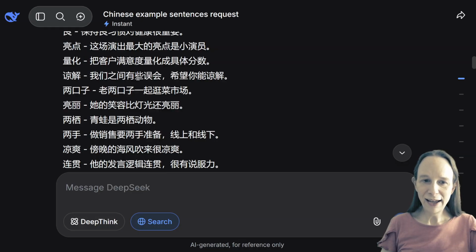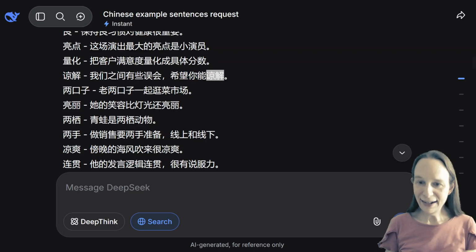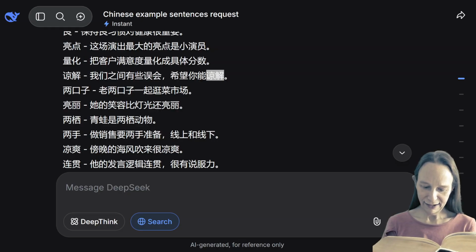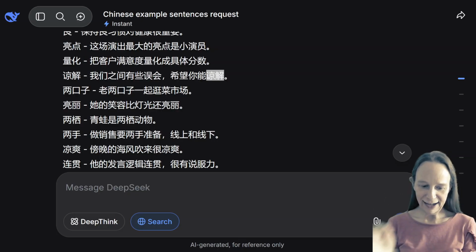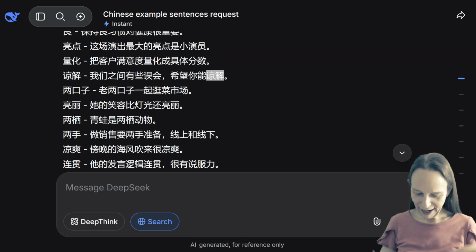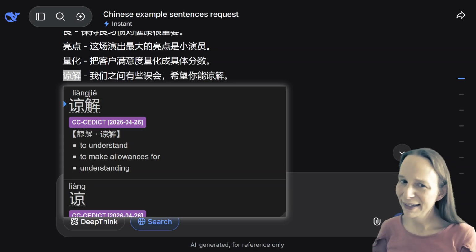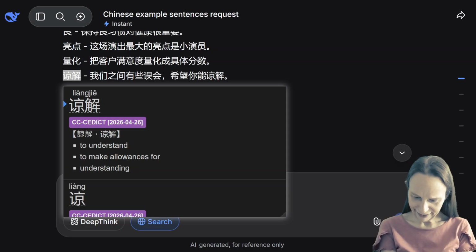我们之间有一些误会，希望你能谅解。Let's look it up. 谅解：了解实情后，体谅别人，或消除了意见。Understand 实情, the real situation, then 体谅别人. So it is kind of similar to 体谅, but it's saying something has happened first.